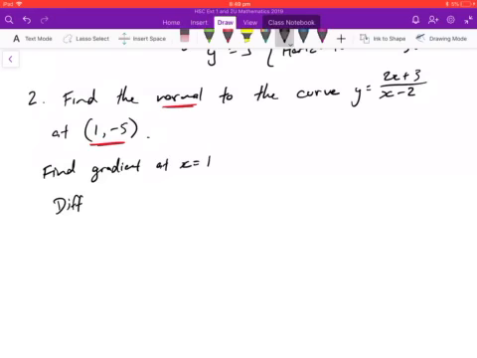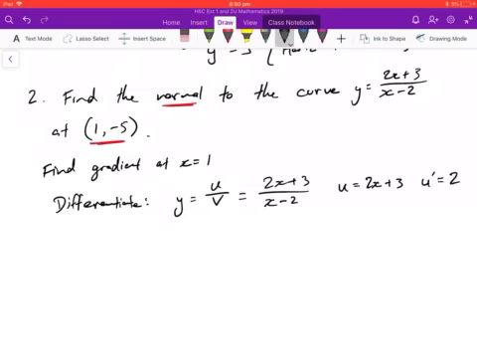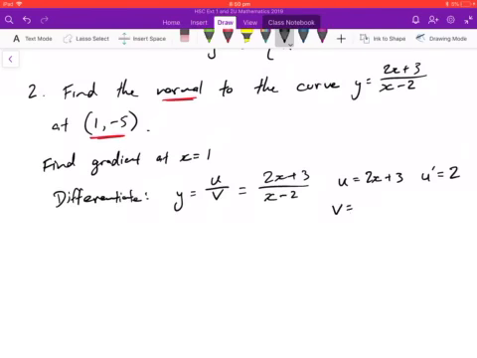So if we differentiate, what are we going to need to use? Well, we need to use the quotient rule, right? So we've got 2x plus 3 over x minus 2. So u is equal to 2x plus 3, u dash is equal to 2, the derivative of that. v is equal to x minus 2, v dash is just equal to 1.